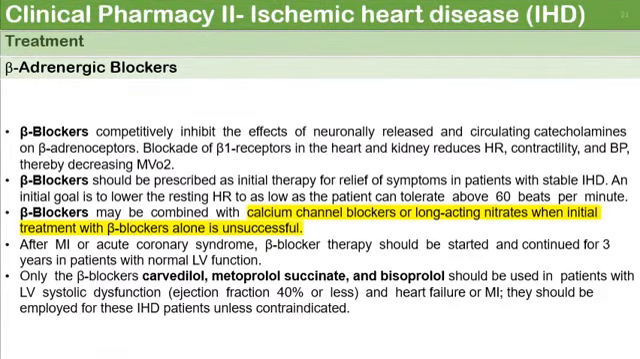نجي عندنا another treatment هي البيتا adrenergic blocker. Beta adrenergic blocker and they block the neural release or circulating catecholamine. Okay, عن طريق binding the beta 1 receptor in the heart. Okay, and kidney they reduce heart rate, contractility and blood pressure and decrease oxygen demand.